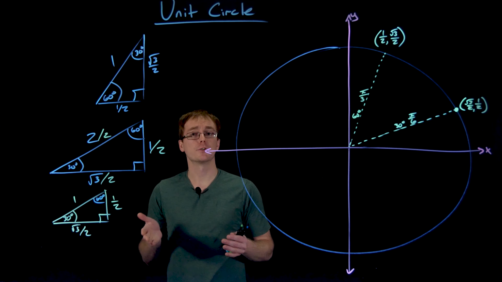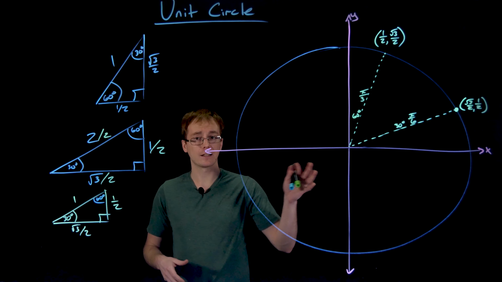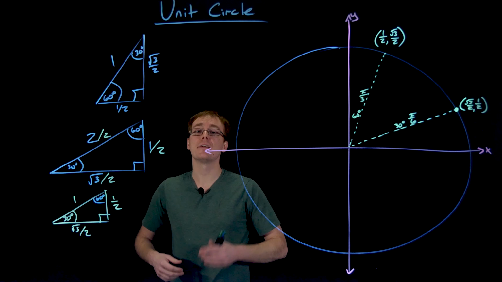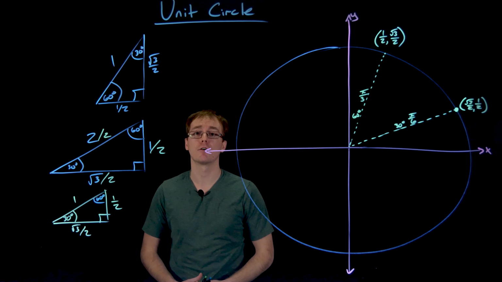All right, so far so good. I think that's all we're going to get out of our 30, 60, 90-degree triangle, as long as we're staying in the first quadrant. But we have another special triangle that we talked about, so let's go ahead and see how that fits inside of our unit circle.